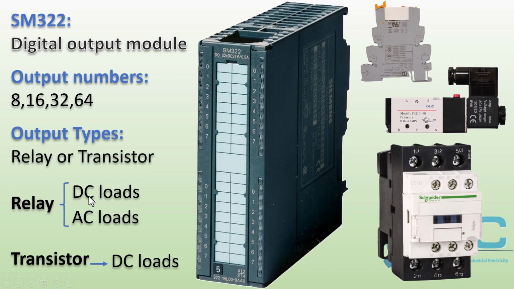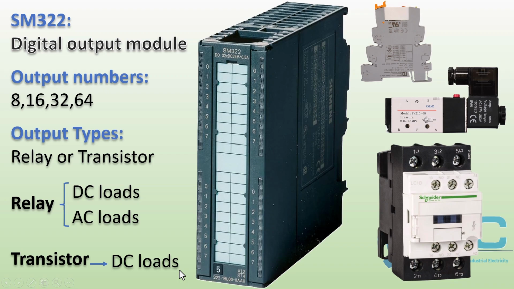2. Transistor outputs. Can only be used with DC loads. Faster switching time, ideal for high-speed applications. Key differences between relay and transistor outputs. Relay outputs are better suited for high-power AC or DC loads, where fast switching is not necessary. Transistor outputs are preferred for fast-switching DC loads, such as pulse signals in high-speed applications.